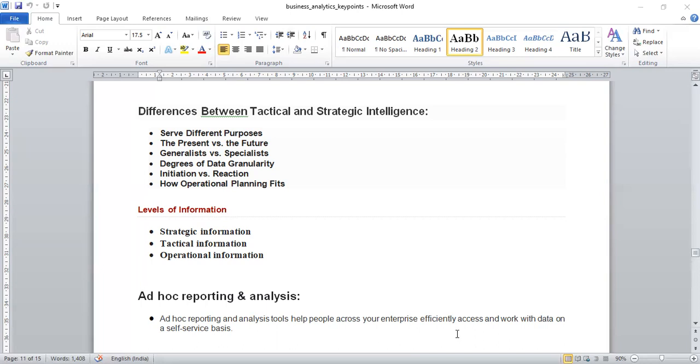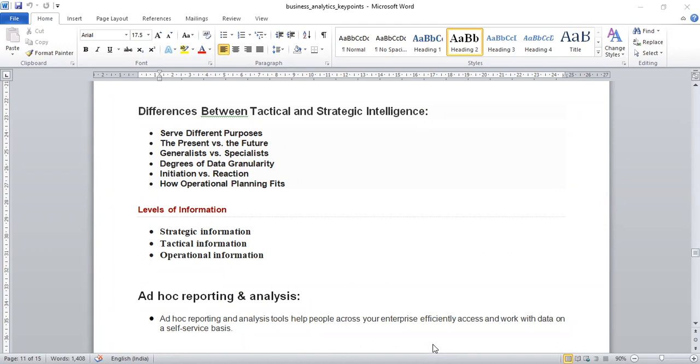So how does operational planning fit? Operational planning links strategic and tactical goals. It is more closely related to tactical intelligence than strategic. Operational planning is concerned with the how of moving forward in a given operational time period, risk, and scope.